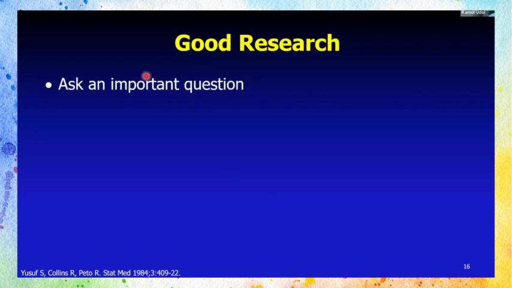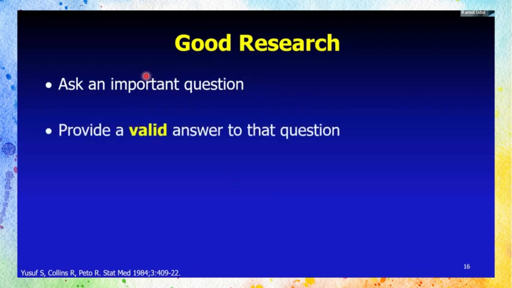Then the second part of a good research is that if a research has a good question, it has to provide a valid answer to that question. I emphasize here that we need a valid answer to the question. We don't just need any answer. We need a valid answer, the answer that represents the truth. We would like our answer to the research question to be true.